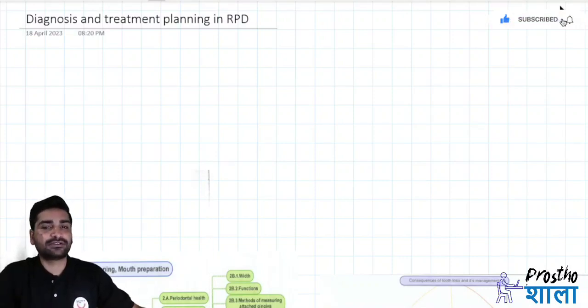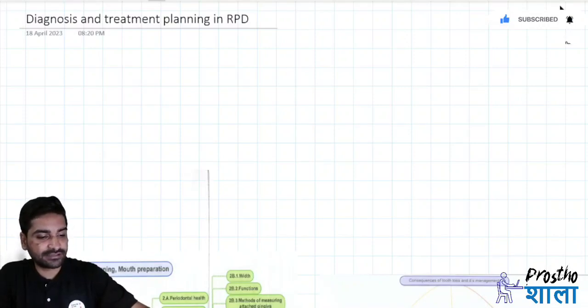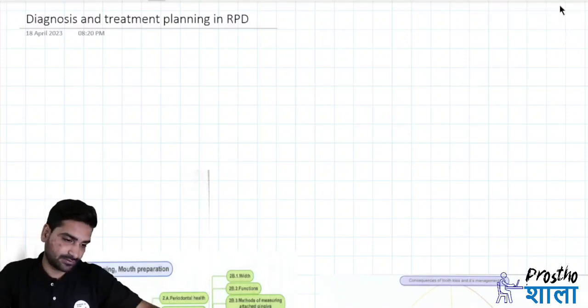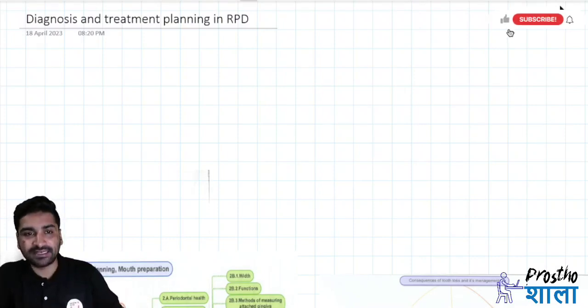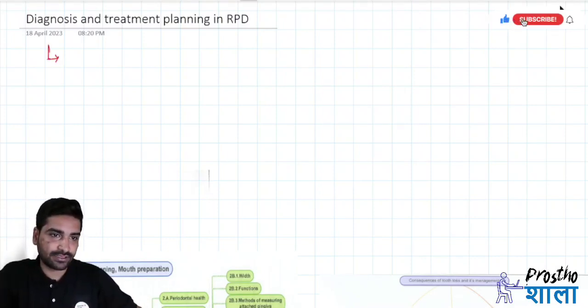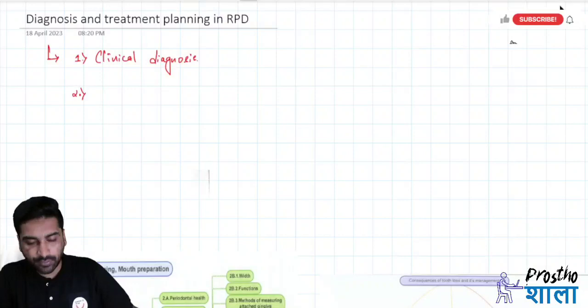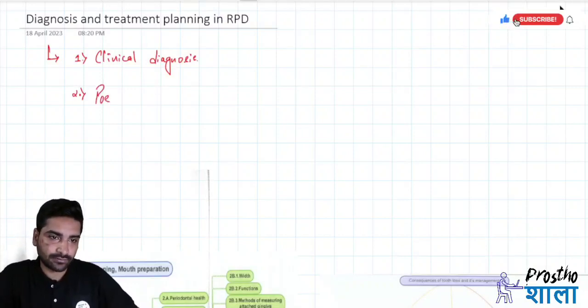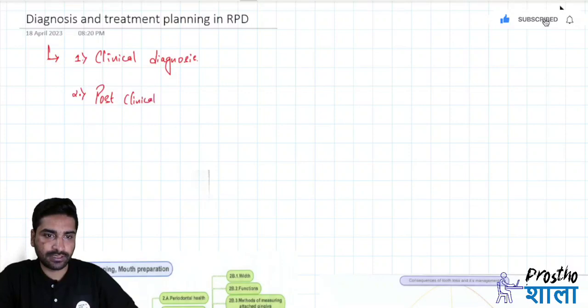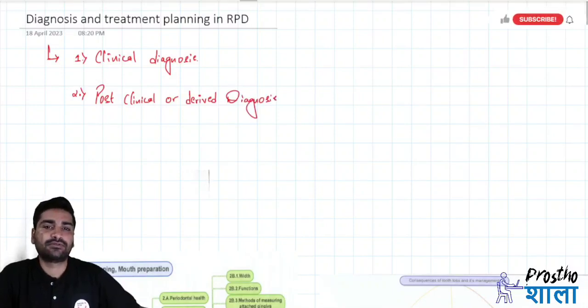So when we talk about diagnosis and treatment planning in removable partial dentures, there are usually two types of diagnosis. The first one is the clinical diagnosis, and the second one is the post clinical or derived diagnosis, right? So what do these two different types of diagnosis mean?